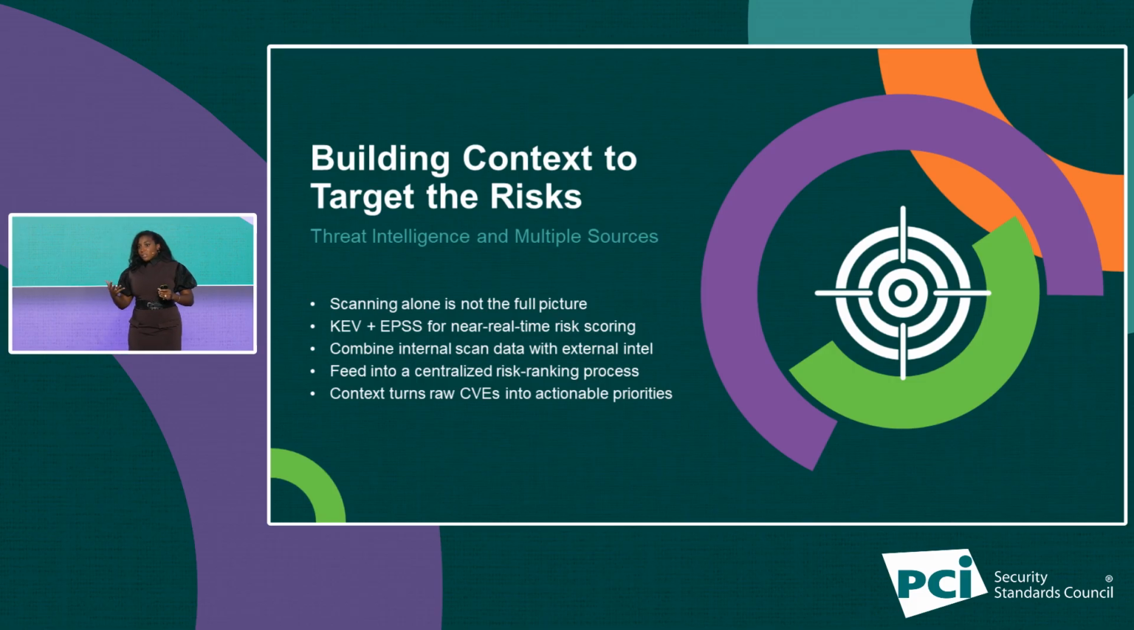But scanning those two signals on their own, they're not enough. To get the full picture, you'll need to combine this with other trusted vendor sources, CERT alerts, commercial feeds, dark web monitoring, SBOM data, and even bug bounty reports. When you bring all of these different sources together and feed them into a centralized risk ranking process, that can transform a static list of vulnerabilities into a prioritized list of actionable risks. In other words, threat intelligence and multiple data sources turn theory into action.